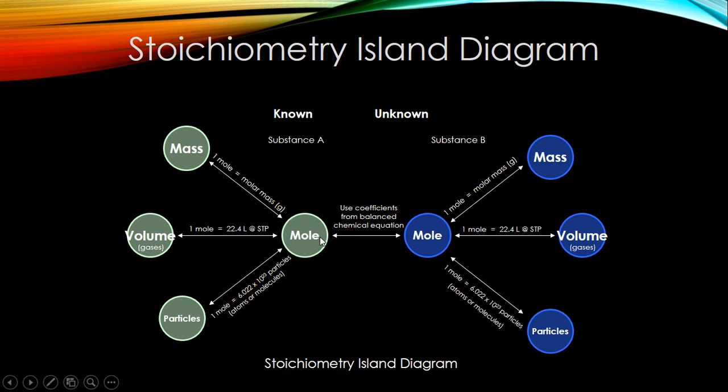In order to go between two different substances, and this is the first time that we're doing that in this class, we have to use coefficients from a balanced chemical equation. So this is where it becomes very important to start off with a balanced chemical equation. All right, so don't copy this down. We'll do this at a later time.